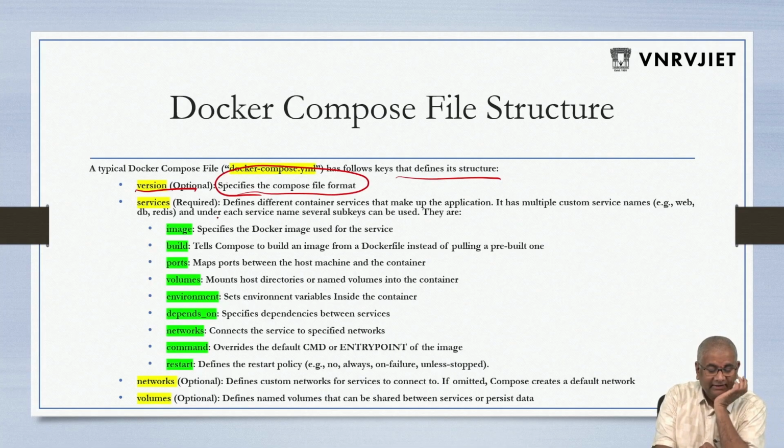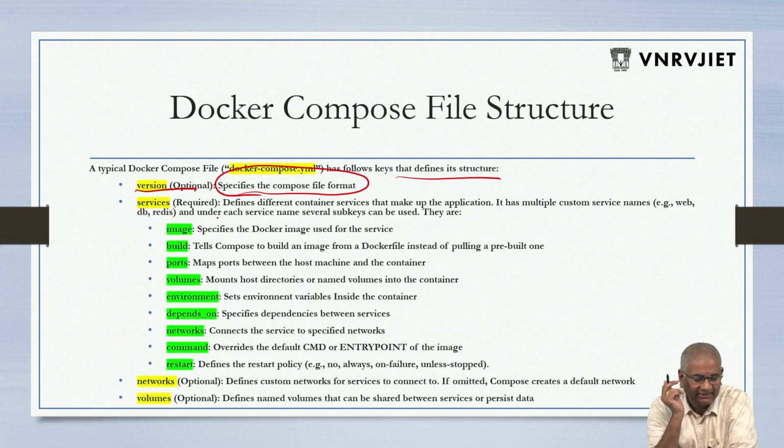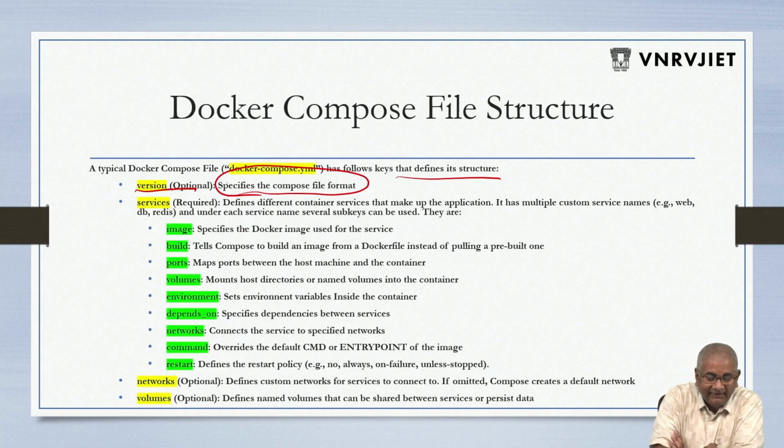Services is required. Services is a tag in the YAML file which is required because it is the root level tag that has all the stuff that needs to be done. For creating Docker containers, it defines the different container services that make up the application. It has multiple custom service names: web, DB, Redis. We'll see all these things.